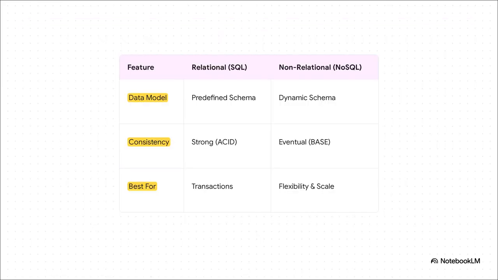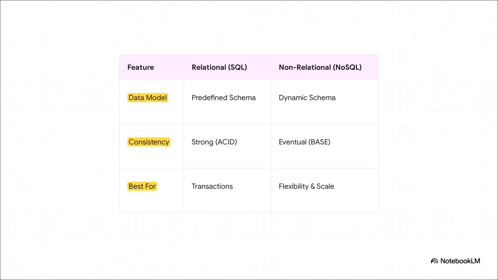Okay, this brings us to a really crucial trade-off. See, SQL databases give you what's called strong consistency with a model known as ACID. This guarantees that your transactions are totally reliable. Super important for, say, a banking app. NoSQL, on the other hand, often goes for eventual consistency with a model called BASE.